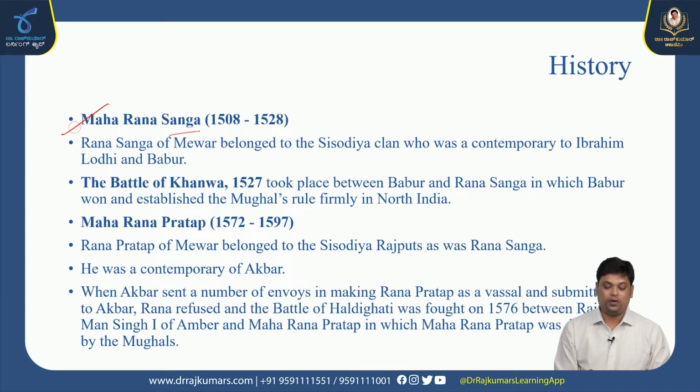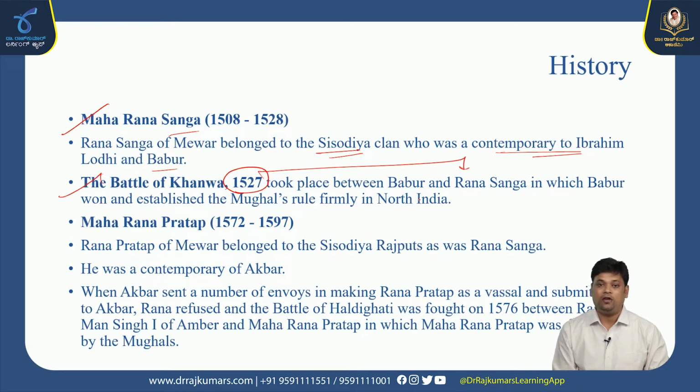Maharana Sangha belonged to the Sisodias. Sisodia is one type of Rajput clan, and he was a contemporary of Ibrahim Lodi and Babur. The Battle of Khanwa, fought in 1527, took place between Babur and Rana Sangha. When Babur came to India, he fought one popular battle, the Battle of Panipat against Ibrahim Lodi, and another, the Battle of Khanwa, against Maharana Sangha, in which Babur emerged victorious. He is the one who established the firm hand of the Mughal Empire in the northern region.